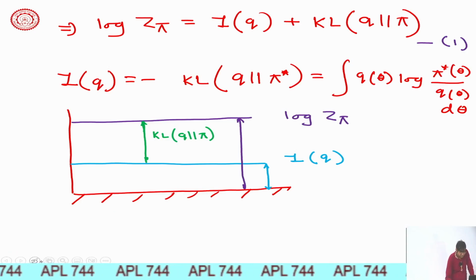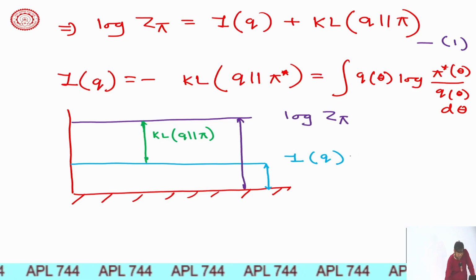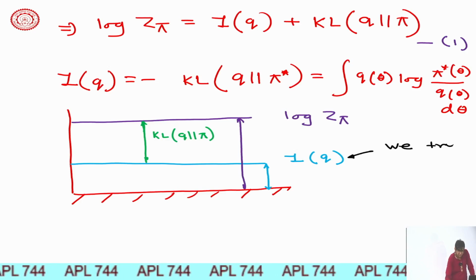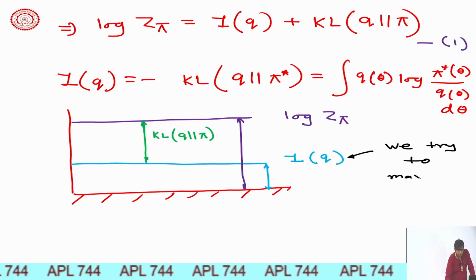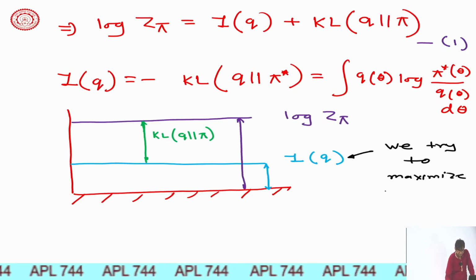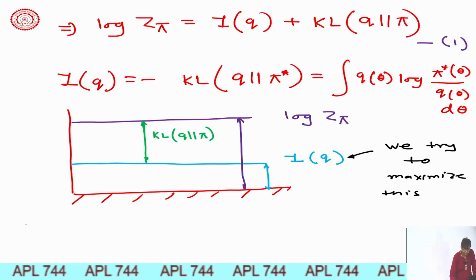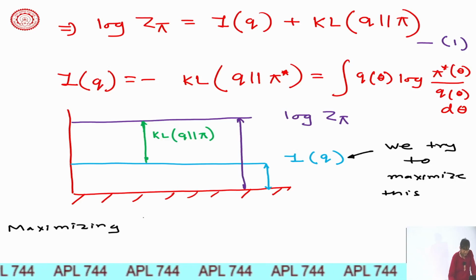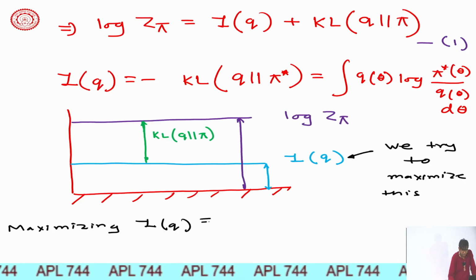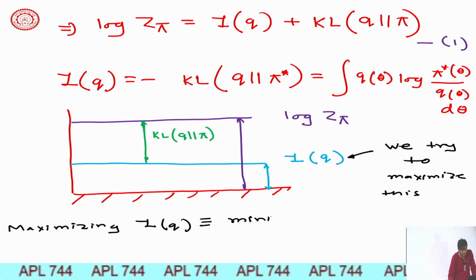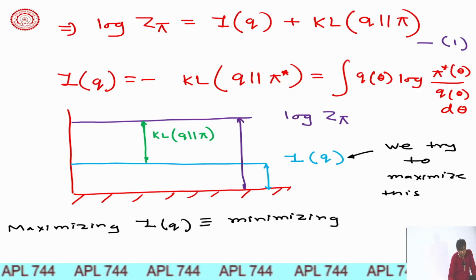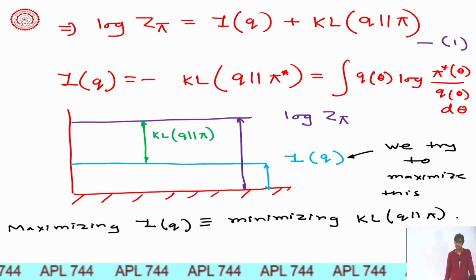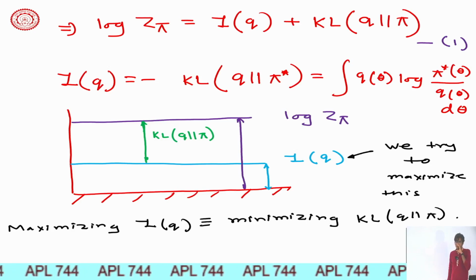So, this is the quantity we try to maximize, or maximizing L of Q is equivalent to minimizing KL between Q and pi. Clear? Any doubt?